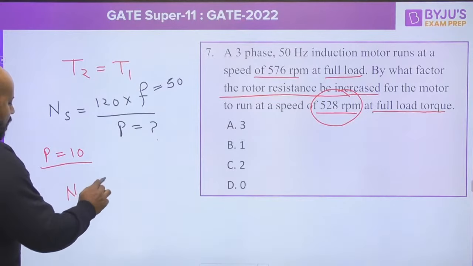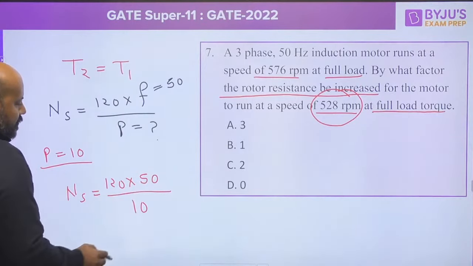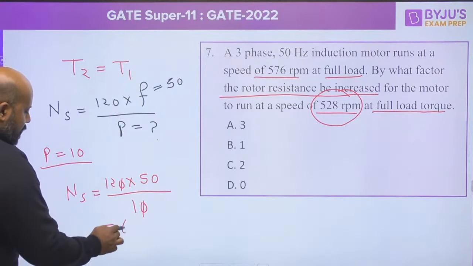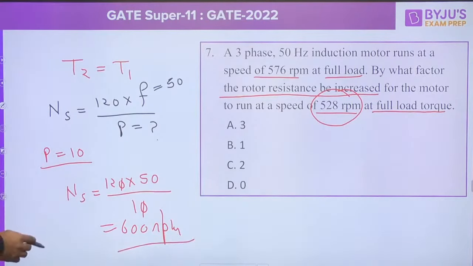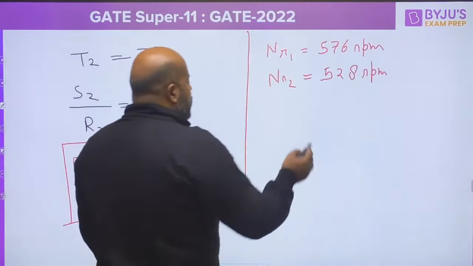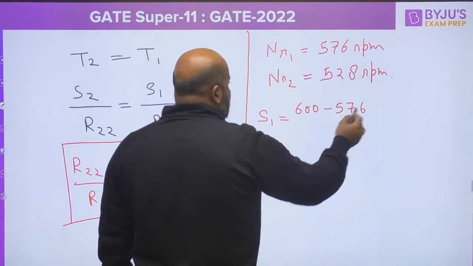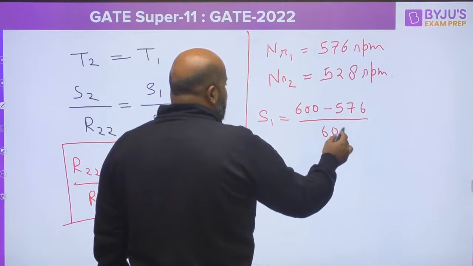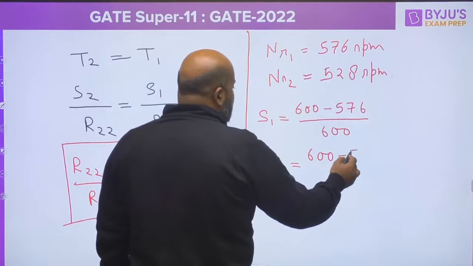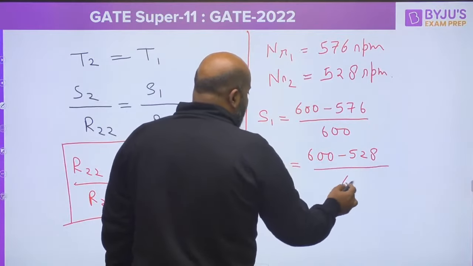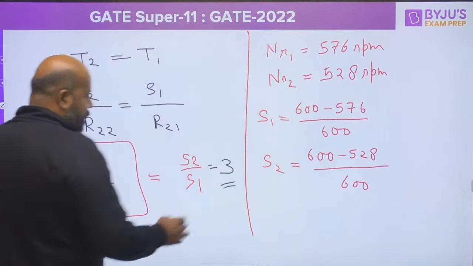So the synchronous speed you will be getting as 120 into 50 divided by 10. So it is going to be 600 rpm. Hit and trial you have to do. So you can find the synchronous speed also. The moment you have synchronous speed, you can write the slip for the first case as 600 minus 576 divided by 600. And for the second case slip, it is going to be 600 minus 528 divided by 600. Just find it. I hope you must be getting the ratio as 3.